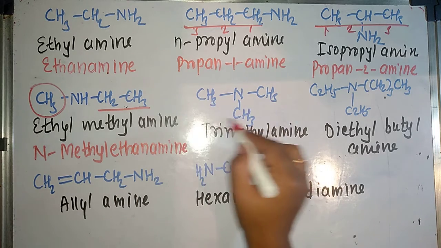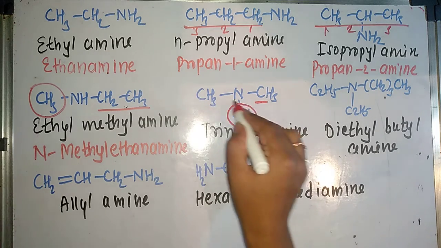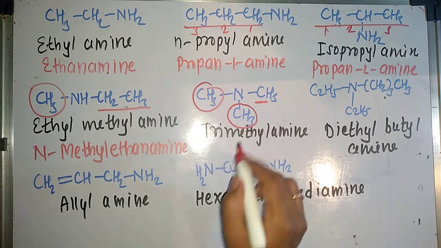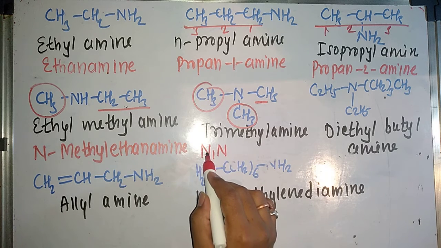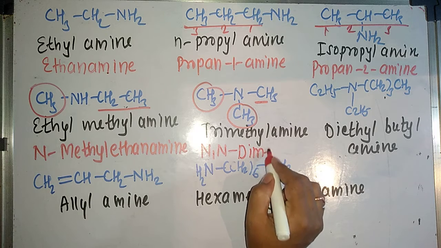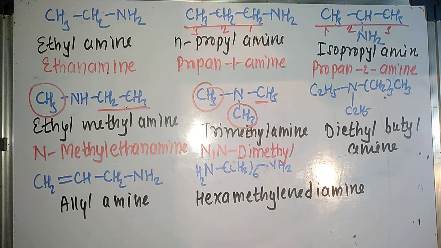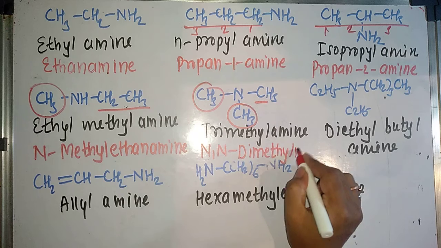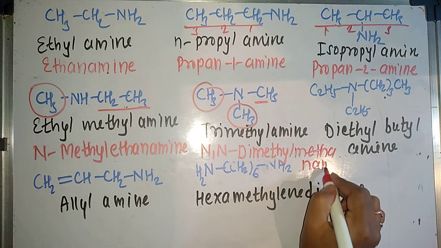Now all these chains are of equal length, so I will select one as the longest chain, and the others will be the substituents. Both substituents are present on nitrogen, so I will write N,N. 2 methyl groups are there, so I will call it dimethyl. Now the longest chain contains 1 carbon atom. The 1 carbon alkane is methane. Replace e by amine, so the name will become N,N-dimethylmethanamine.